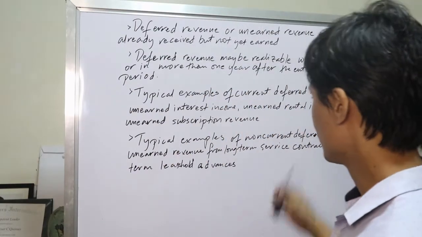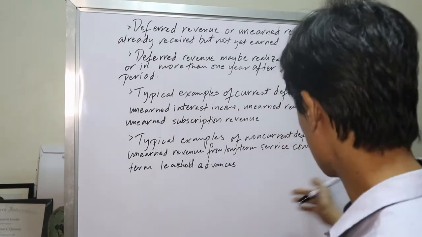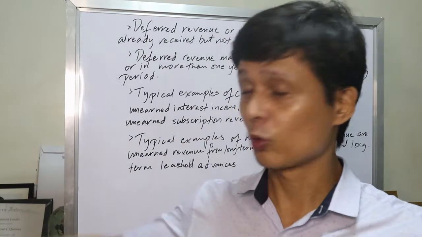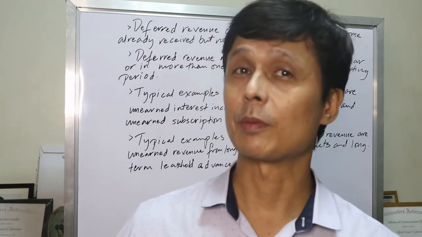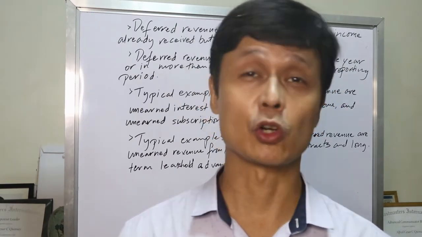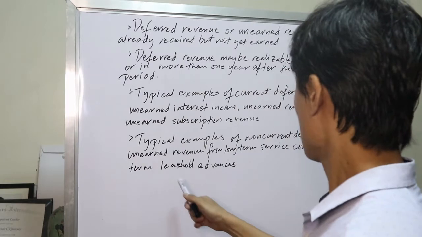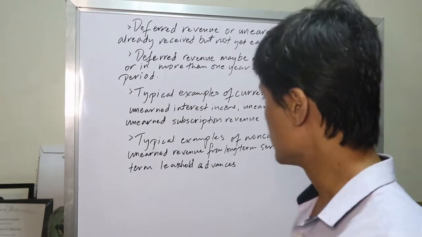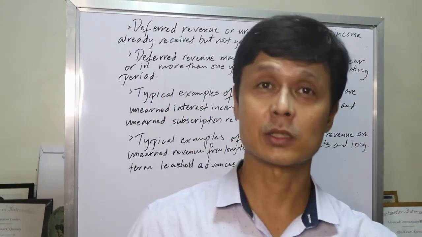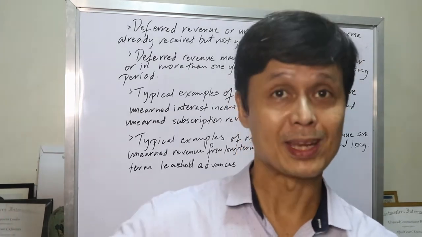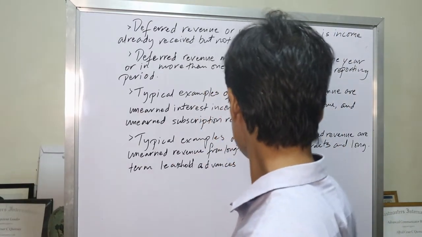Typical examples of non-current deferred revenue are unearned revenue from long-term service contracts. These are long-term service contracts. Let's say you're having your house repaired, or you're having a house built. These are part of those service contracts, or whatever service is being rendered to you. And of course, long-term leasehold advances. These are for capital leases, the long-term leases, let's say what was paid to you as rent in advance. So it's similar to unearned rent.